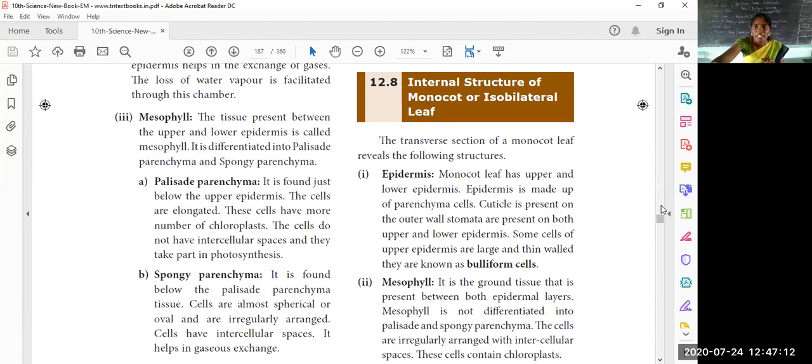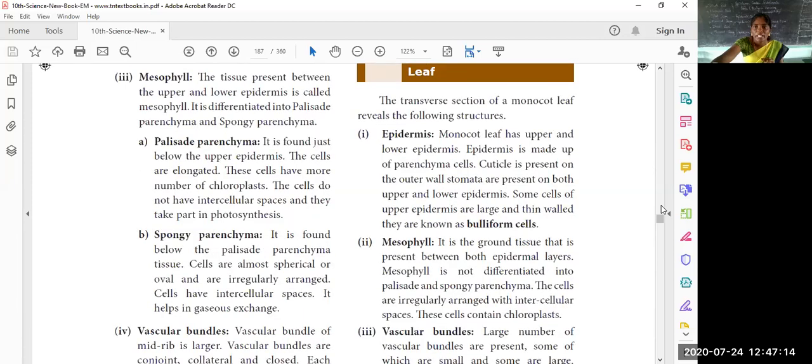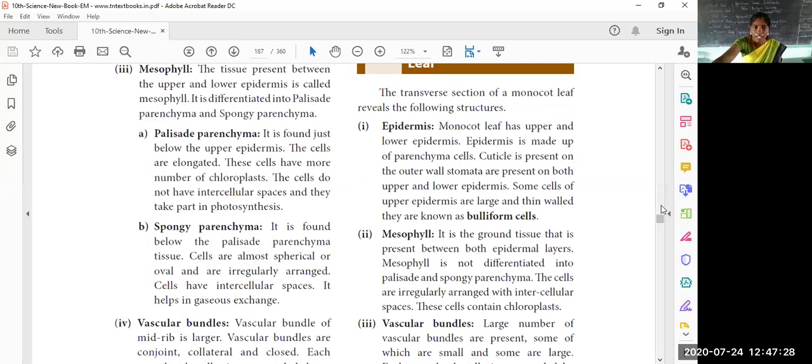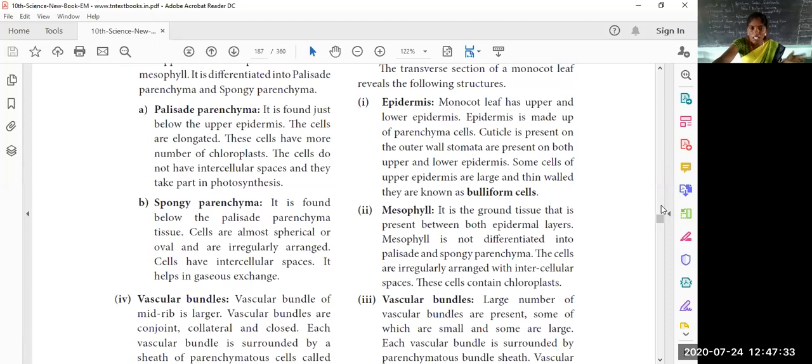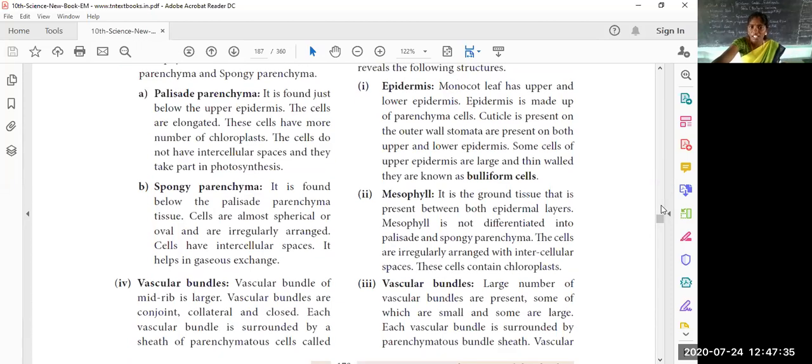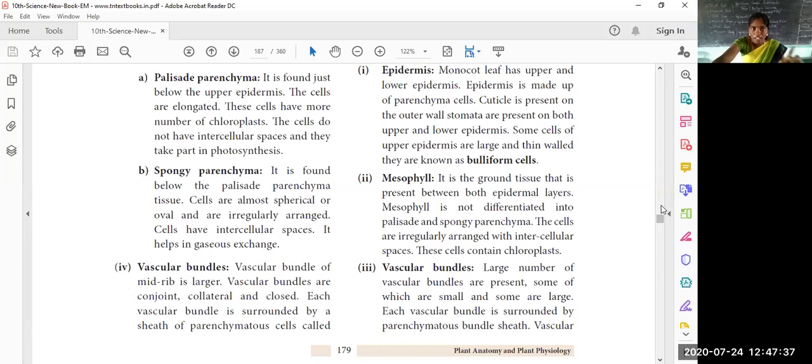Next, spongy parenchyma. It is found below the palisade parenchyma, next to the palisade parenchyma cells. Cells are almost spherical, which means round, or oval, or irregularly arranged. There is no fixed shape. Cells have intercellular space, which helps in gaseous exchange. So palisade parenchyma is helpful in photosynthesis, and spongy parenchyma is helpful in gaseous exchange.